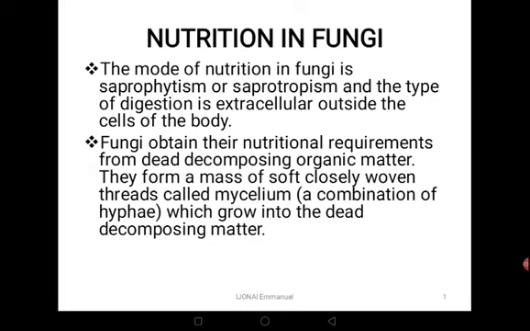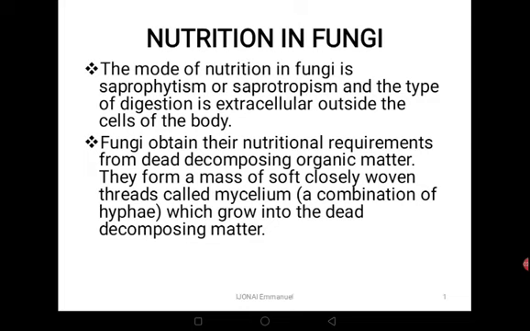So fungi obtain their nutritional requirements from dead, decomposing organic matter. The process by which organisms feed on dead and decomposing organic matter is what we have called saprophytic nutrition or saprotrophic nutrition. So the fungi usually, that is how they obtain their food, from dead, decaying matter. So what do they do exactly?